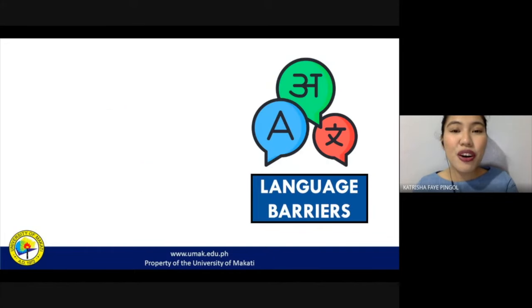Other forms of language barriers, aside from those technical aspects of language use, okay, there are also other forms of language barriers.